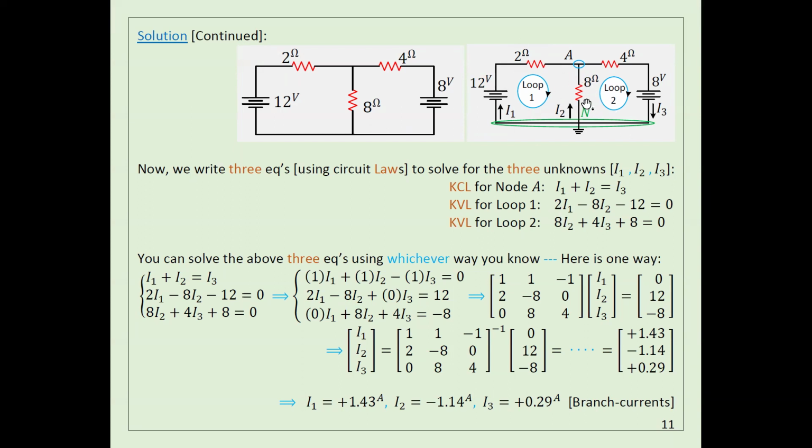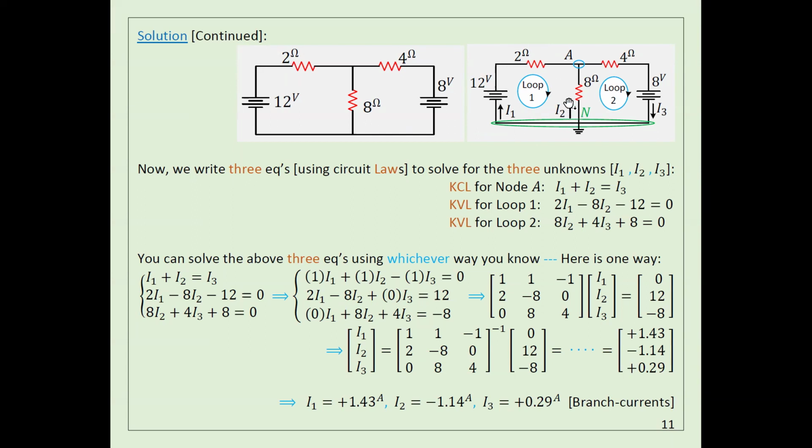Let's look at the third one here. In the third one, what is the amount of voltage? It's 8 times I2. Okay, V equals I times R. So the voltage drop here is actually 8 times I2. Is that positive or negative? In this case, it has to be negative. Why?